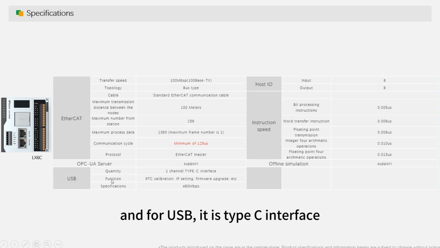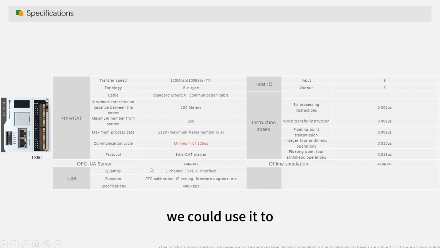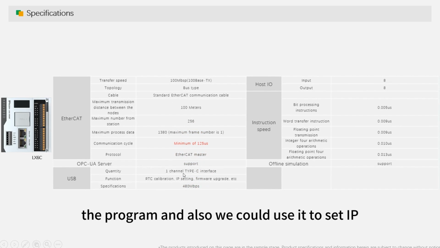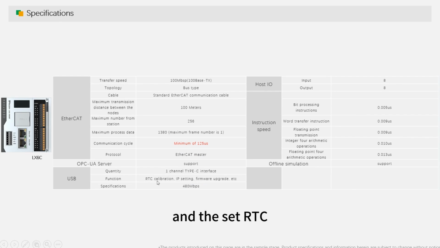And for USB, the function it is Type-C interface. We could use it to upload, download the program, and also we could use it to set IP and set an RTC. Here last have some execution speed of different instructions type. For offline simulation, CODESYS platform have built-in offline simulation functions, so you could use it directly.